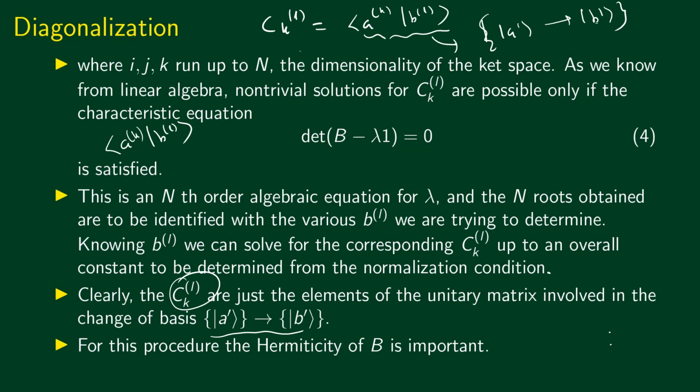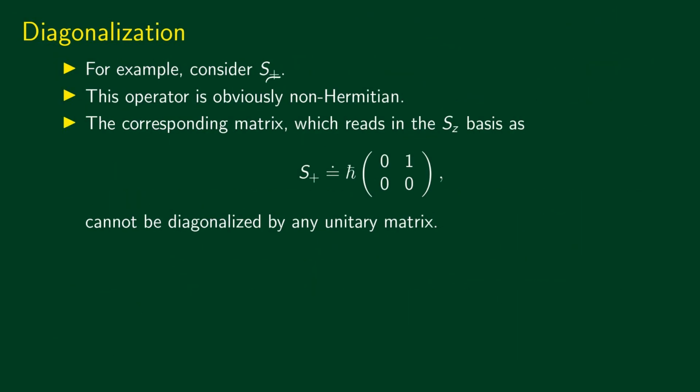Now, for this procedure to work, the hermiticity of B is important. You should remember that this works only for observables, or operators, which are Hermitian. For example, we can consider S plus. It's a non-Hermitian operator, and the corresponding matrix in the S_z basis, which we have written down, cannot be diagonalized by any unitary matrix. So this technique that we discussed before works only for Hermitian matrices.